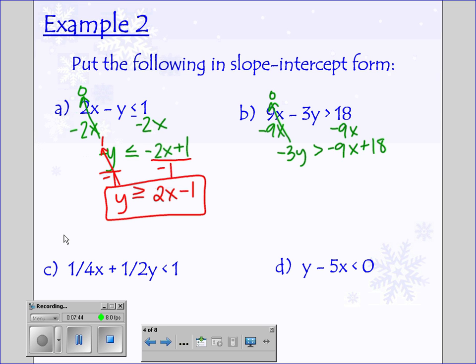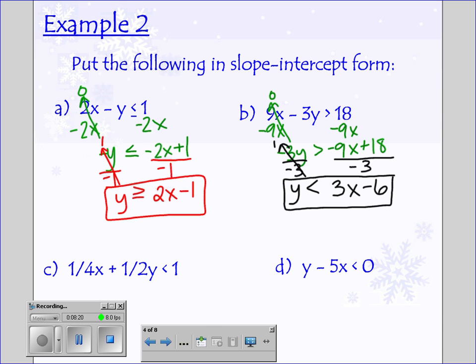My next step is to get y by itself. I'm multiplying y by negative 3. So to get rid of that, I'm going to divide both sides by negative 3. This makes me do 3 steps. Negative divided by a negative is a positive, so I have y. I divided by a negative, so I have to change greater than to less than. Negative 9 divided by negative 3: a negative divided by a negative is a positive, and 9 divided by 3 is 3. Positive divided by a negative is a negative. Positive 18 divided by negative 3 is negative 6. Y is less than 3x minus 6.